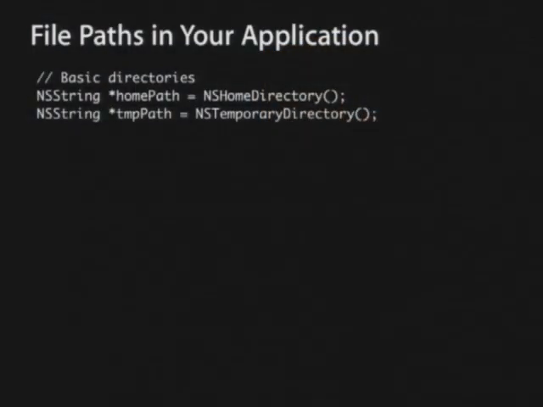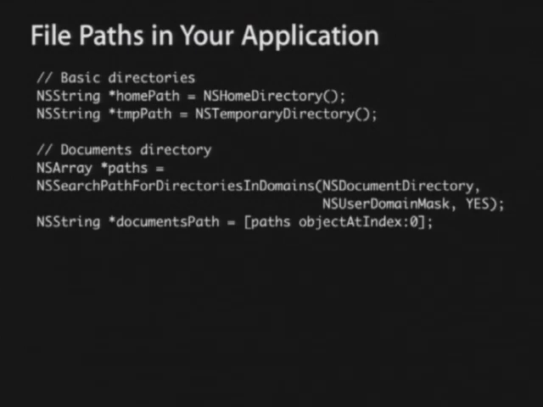So how do you actually access these paths in your app? There are a couple of basic directories like the home directory or the temp directory, if you just need to store some files and you don't care if they get deleted or thrown away eventually. So there are some methods you can call to get a string which refers to the home directory or the temporary directory. If you want to get at the documents directory, there are a couple of ways you could do it. You could take that home directory and then append /documents to it.